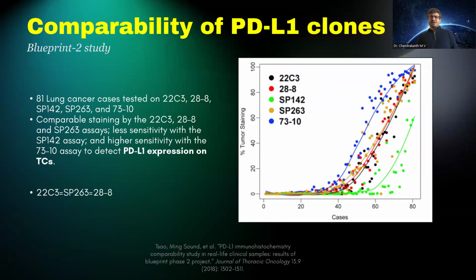So these are the different platforms. This is the blueprint to study. What it says: we saw different platforms, 22C3, 263, 288, and 142. Very important is that 22C3, 263, and 288 are concordant, whereas 142 is not concordant. So that is important. The blueprint says SP 263 and 22C3 are concordant, and SP 142 is not concordant.